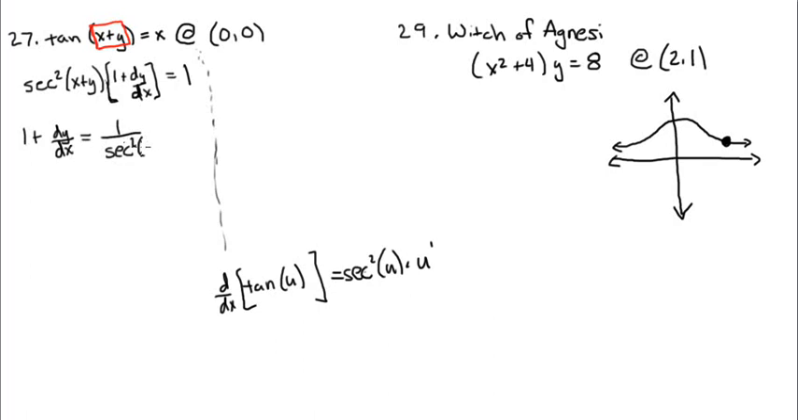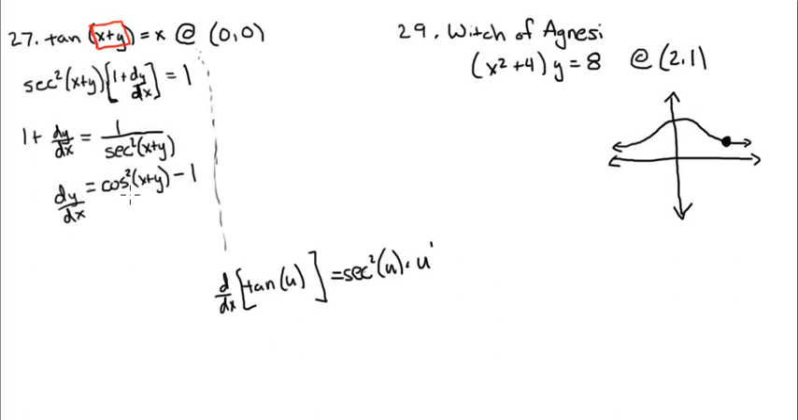squared of x plus y, and that's it. And then we subtract 1. Also notice that 1 over secant is the same thing as cosine, right? So this is going to be equal to cosine squared of x plus y minus 1, and that means that dy over dx is equal to this.